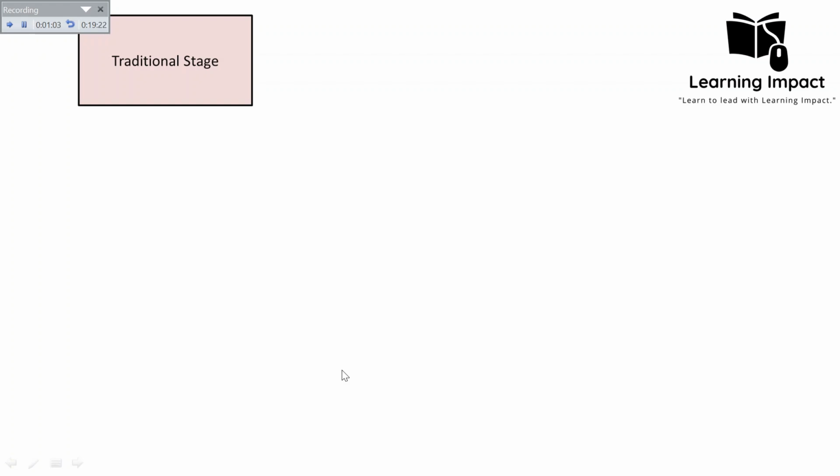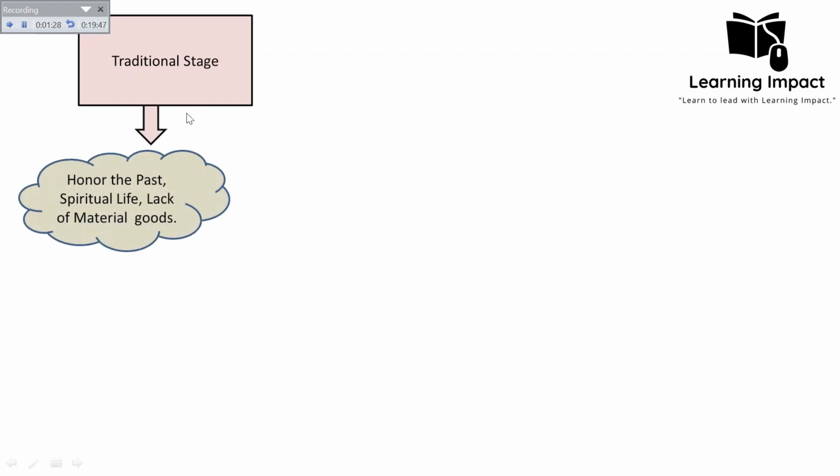Also, Rostow believed that at this stage the economic growth is less than 5%, and the population is too small. The population density is small because the population size is small, and most of the people are involved in herding animals. It was a kind of hunting and gathering society. That was the society at the traditional stage. At the traditional stage, he believed that most of the people were honoring the past. They were living a life that was more spiritual, so they were giving least importance to material goods.